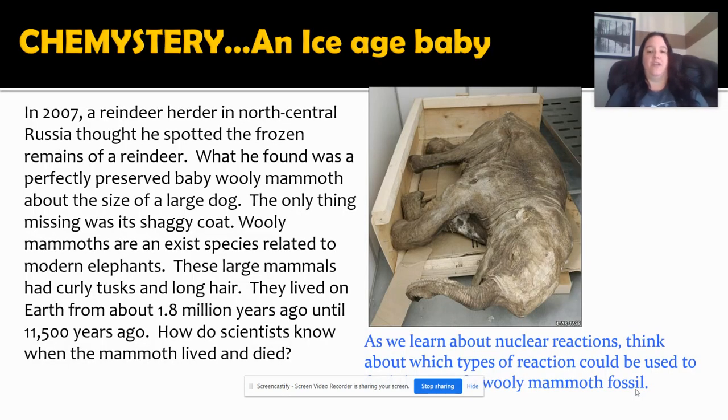So, the chemistry: an ice age baby. In 2007, a reindeer herder in north central Russia thought he spotted the remains of a frozen reindeer. What he found was a perfectly preserved baby woolly mammoth, about the size of a large dog. The only thing missing was its shaggy coat. Woolly mammoths are an extinct species related to modern elephants. These mammals had curly tusks and long hair, and they lived on Earth from about 1.8 million years ago until they went extinct 11,500 years ago.